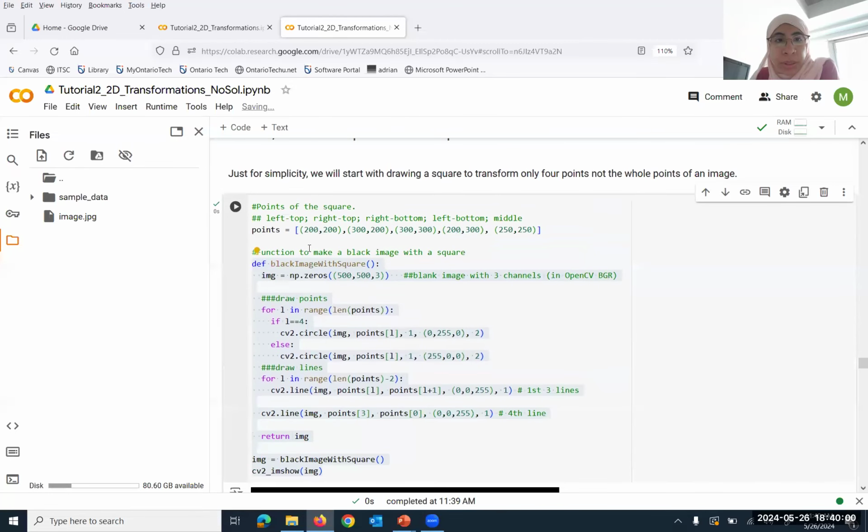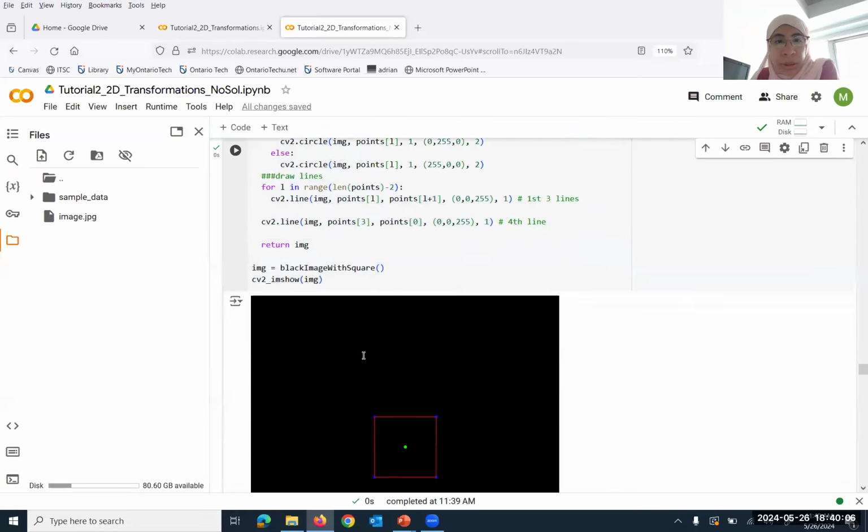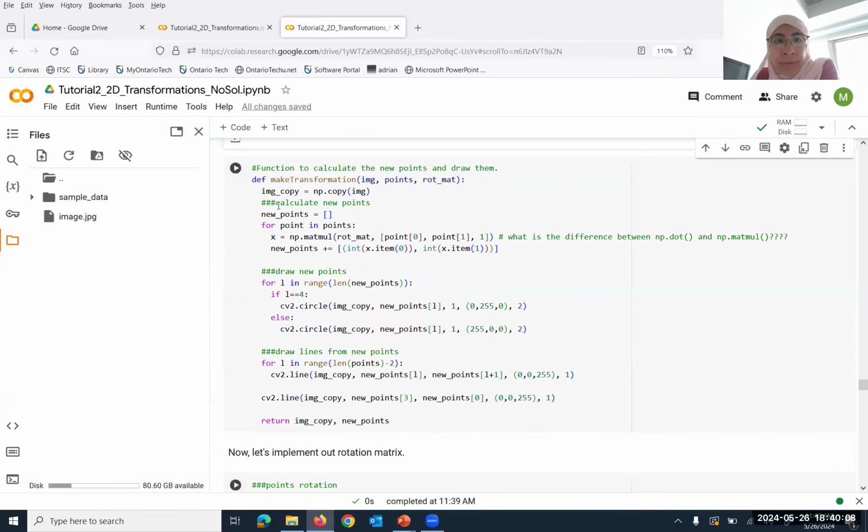And the center, these are like the top left, like the corners of your square that you're plotting here. And then we have this make transform function that will take the points and apply the matrix. It doesn't have to be a rotation matrix, by the way. You can send any transformation matrix here and it will apply it to the points. And then draw it again to construct the final image.